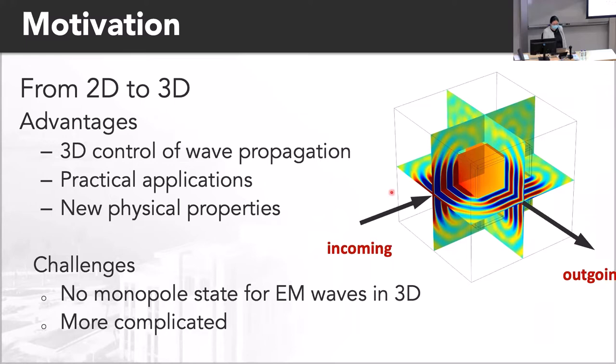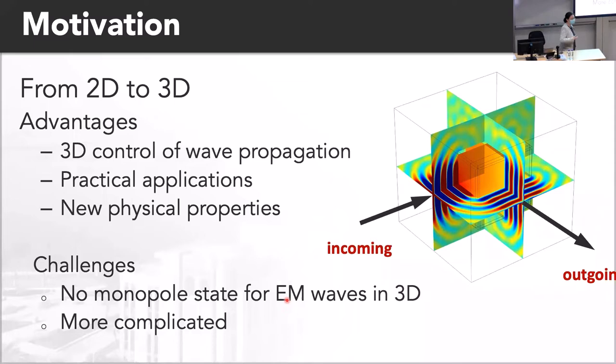Well, this is actually not a trivial task, because we tried. In three dimensions, for example for electromagnetic waves, there are no multiple states. That means you have to consider that the dielectric constant and the magnetic permeability are both associated with the dipole states.